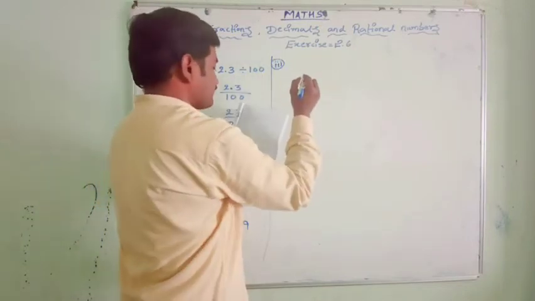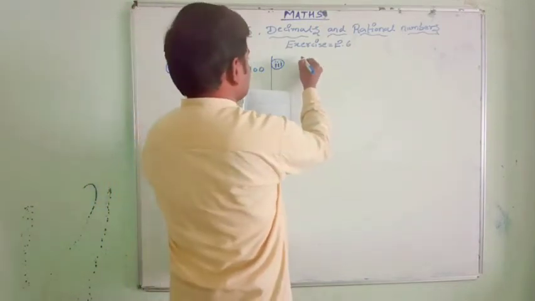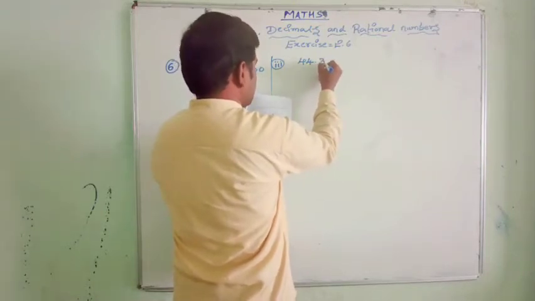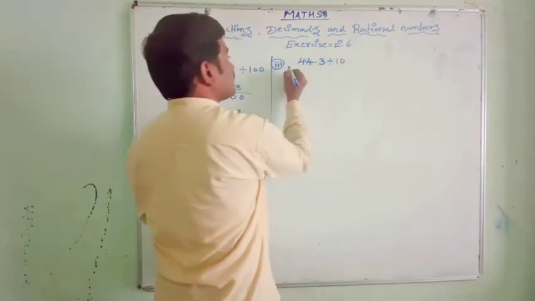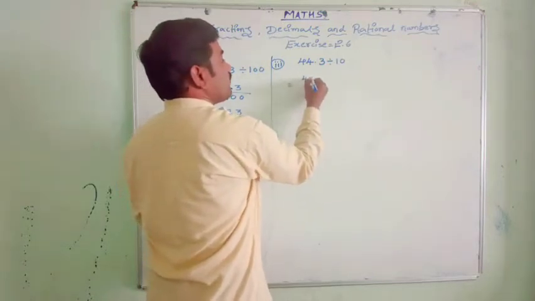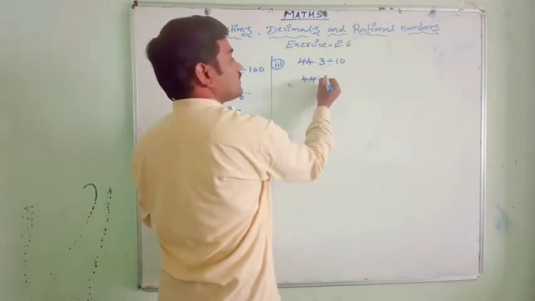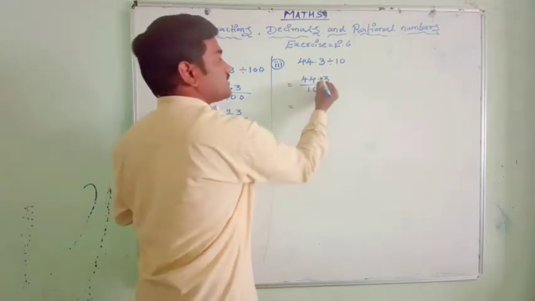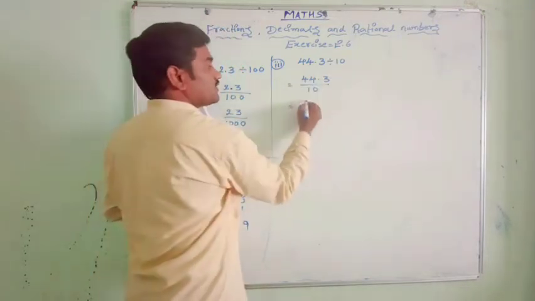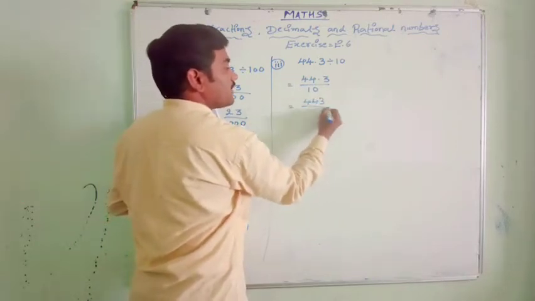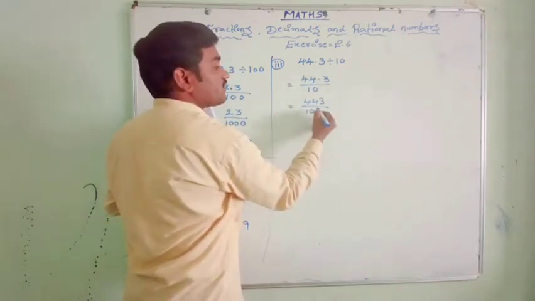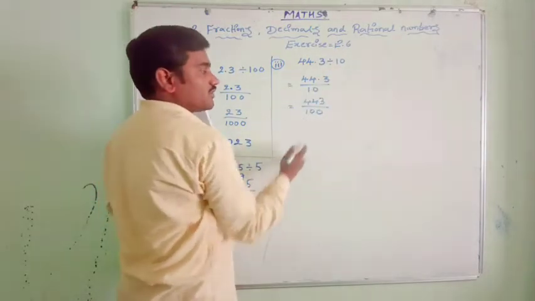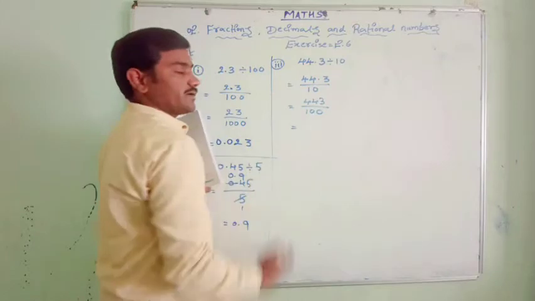Then the third one, that is 44.3 divided by 10. Okay, let us see. 44.3 divided by 10. Simple. In the same model we will do it. First we will write 443. We will remove the decimal point so that we get a 0 in the denominator. One more 0 is added because of this decimal point. Now this fraction will change into a decimal.